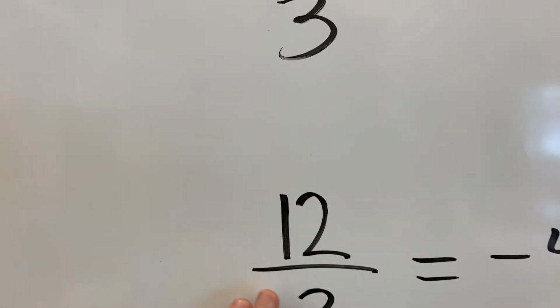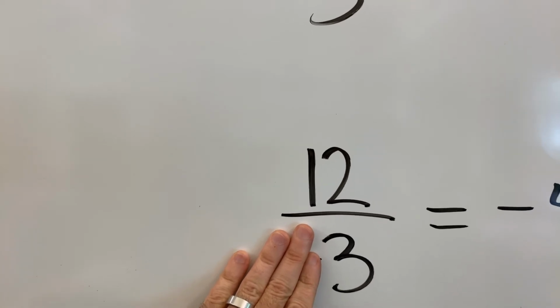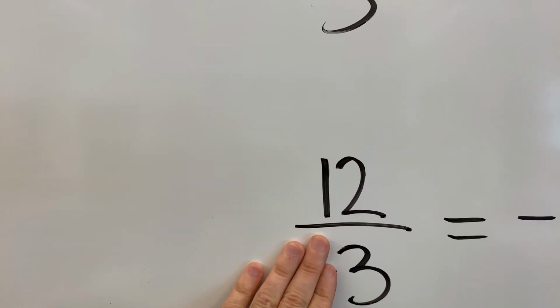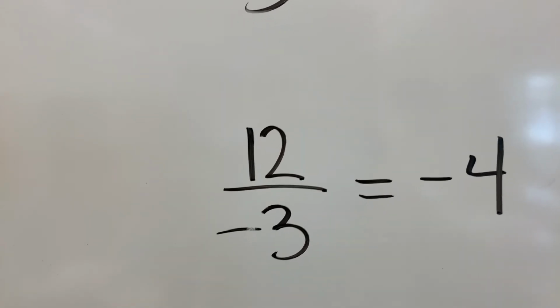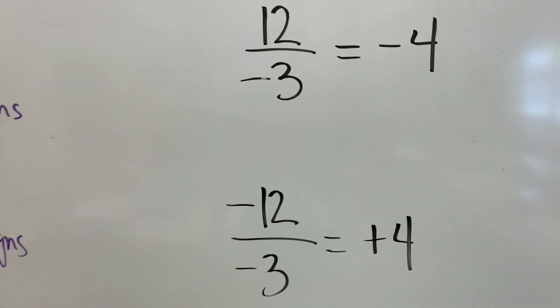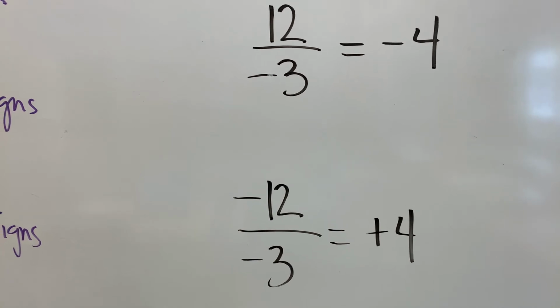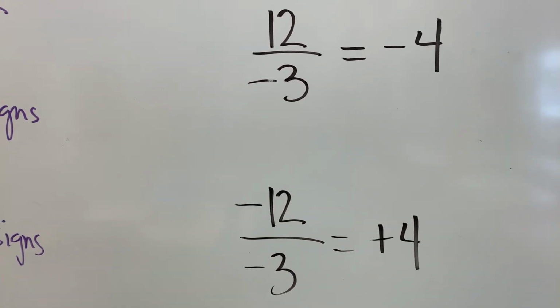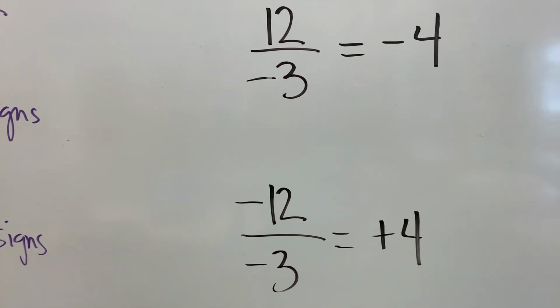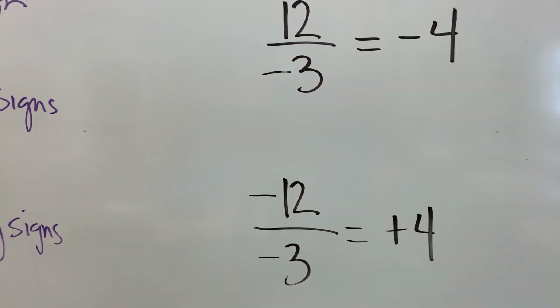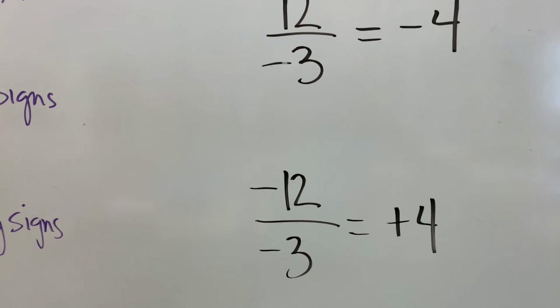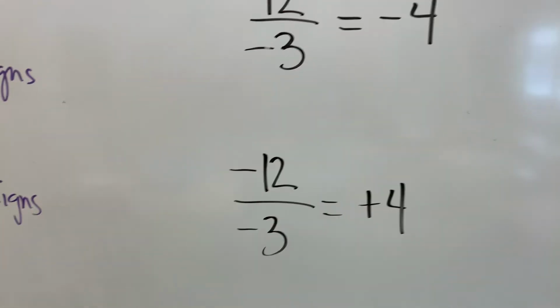I'm almost confident that you guys know 12 divided by 3 is 4, but what kind of 4 is it going to be? Count the number of negative signs. If it's an odd number of negative signs, your answer will be negative. If you have an even number of negative signs, your quotient will be positive.